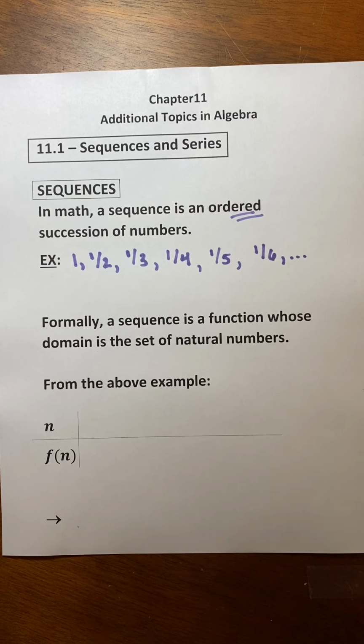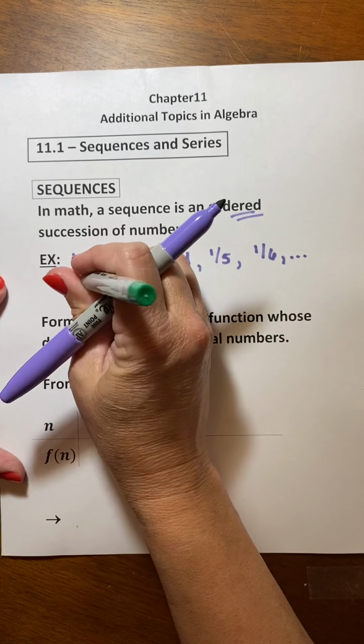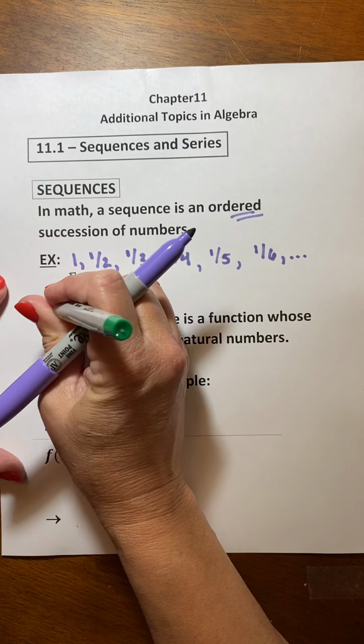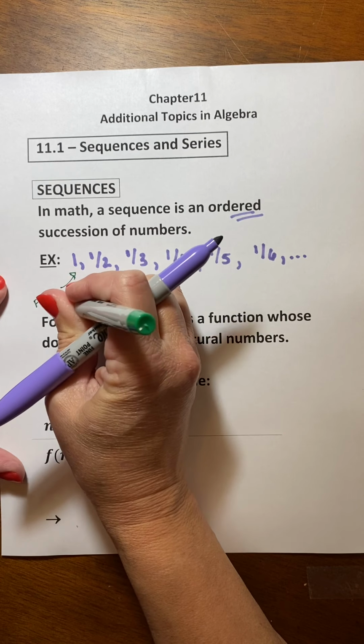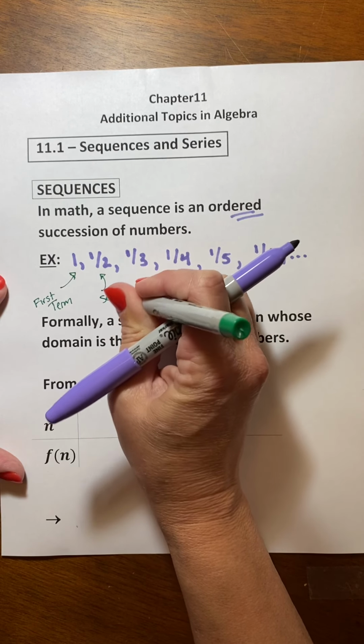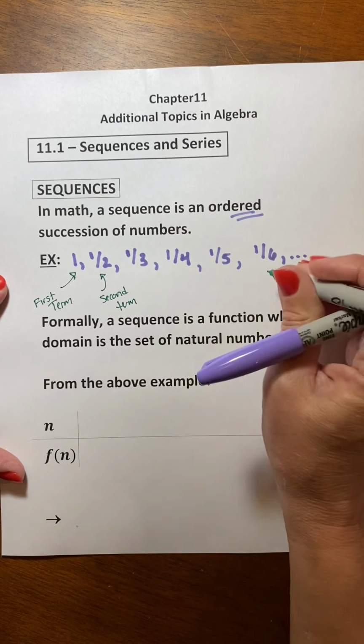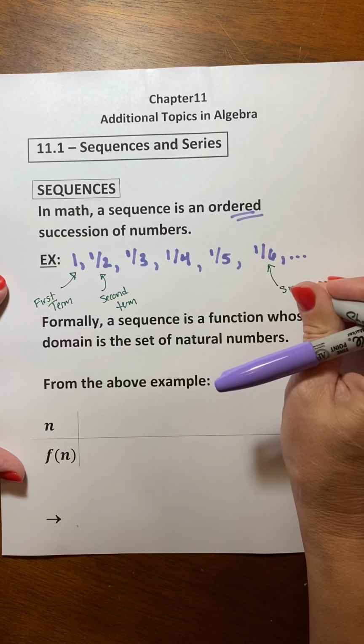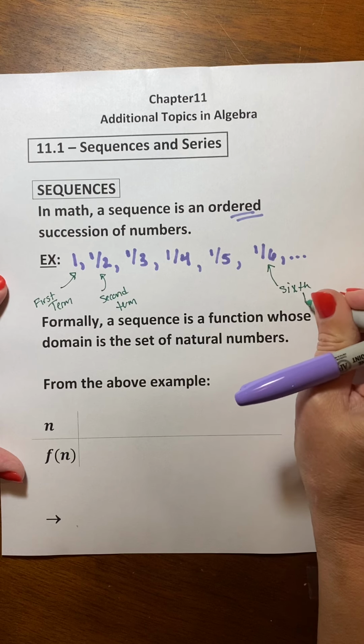So the terms of the sequence: the very first one would be the first term. The second number would be the second term. This would be the 6th term, so forth and so on.